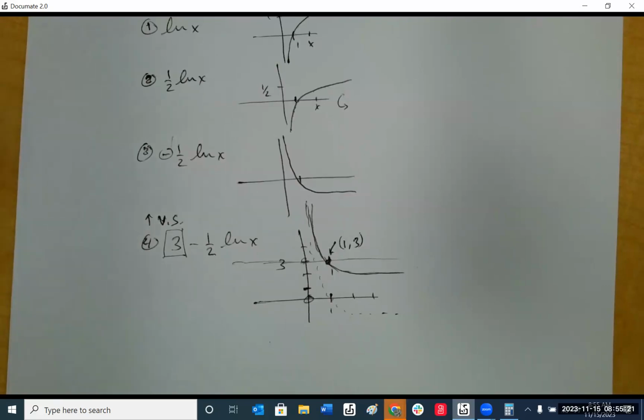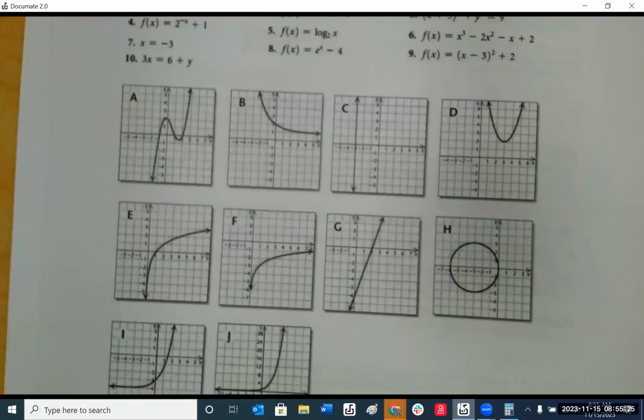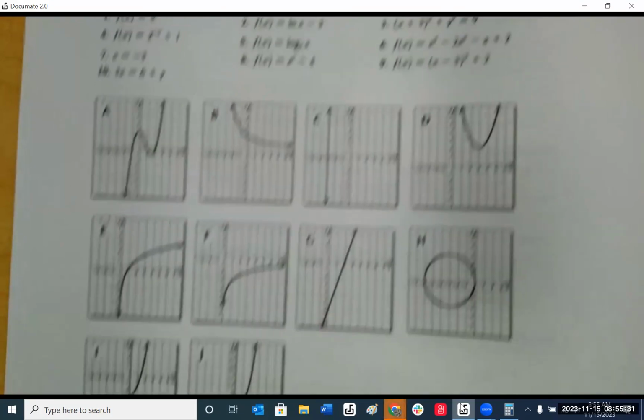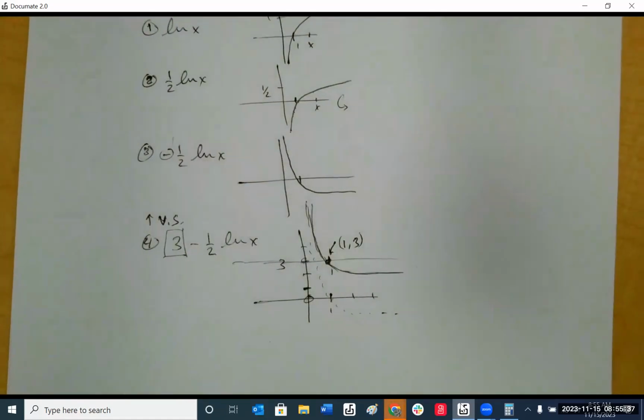And there's an application problem. It's just applying this stuff. And then also in the back of the packets I gave y'all last time, you have this practice. We'll go over these another day. Okay, that does it for that section.